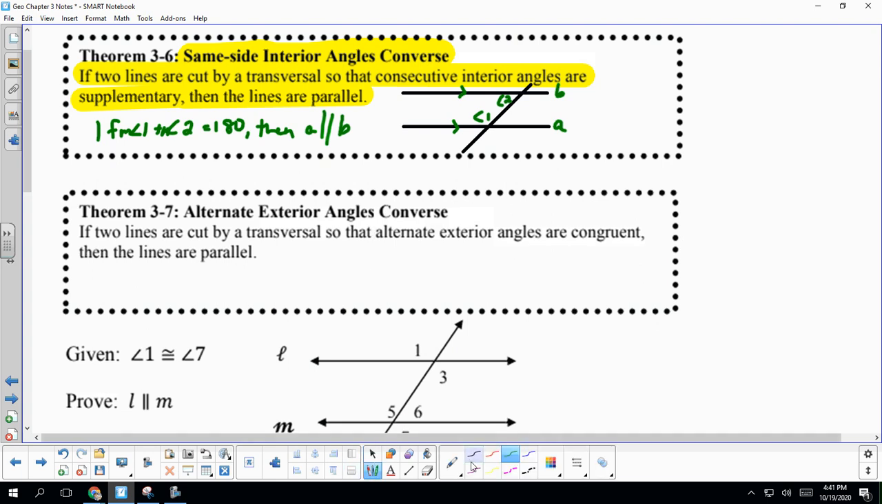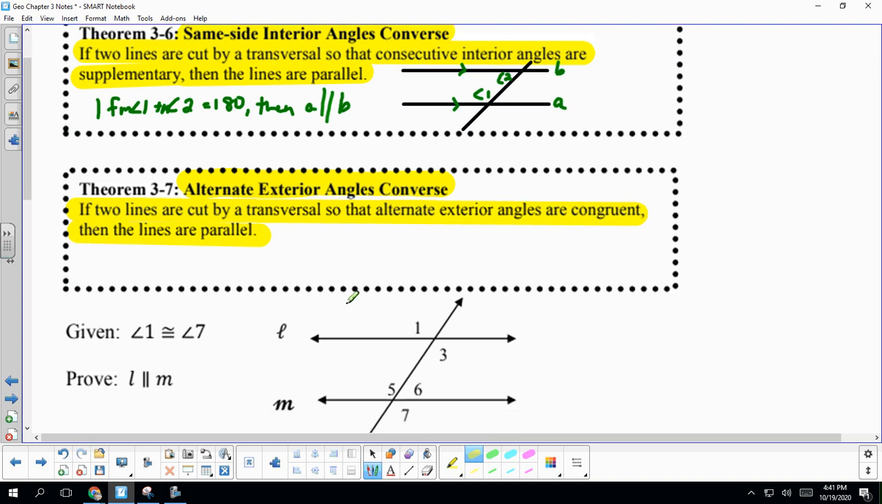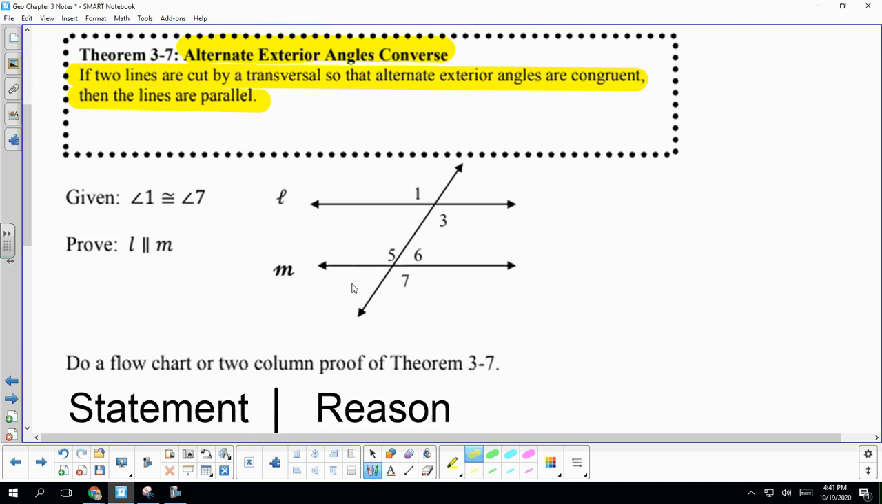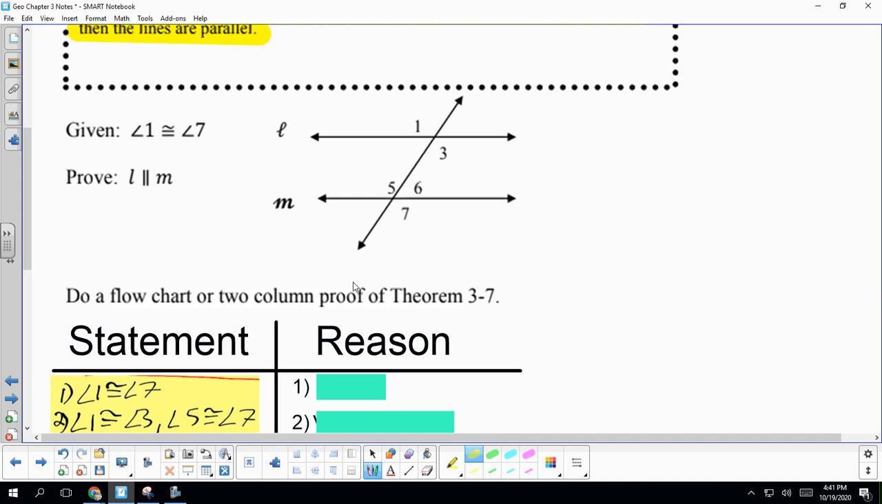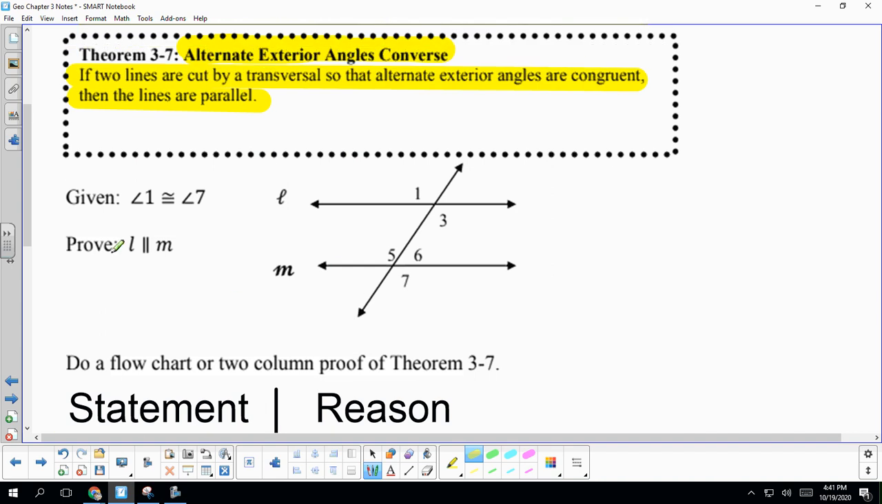Last of our converse, so we have the exterior angles converse. So if we have 2 lines and a transversal, and alternate exterior angles are congruent, so we have that information, then we can say that the lines are parallel. We're going to go ahead and prove that.